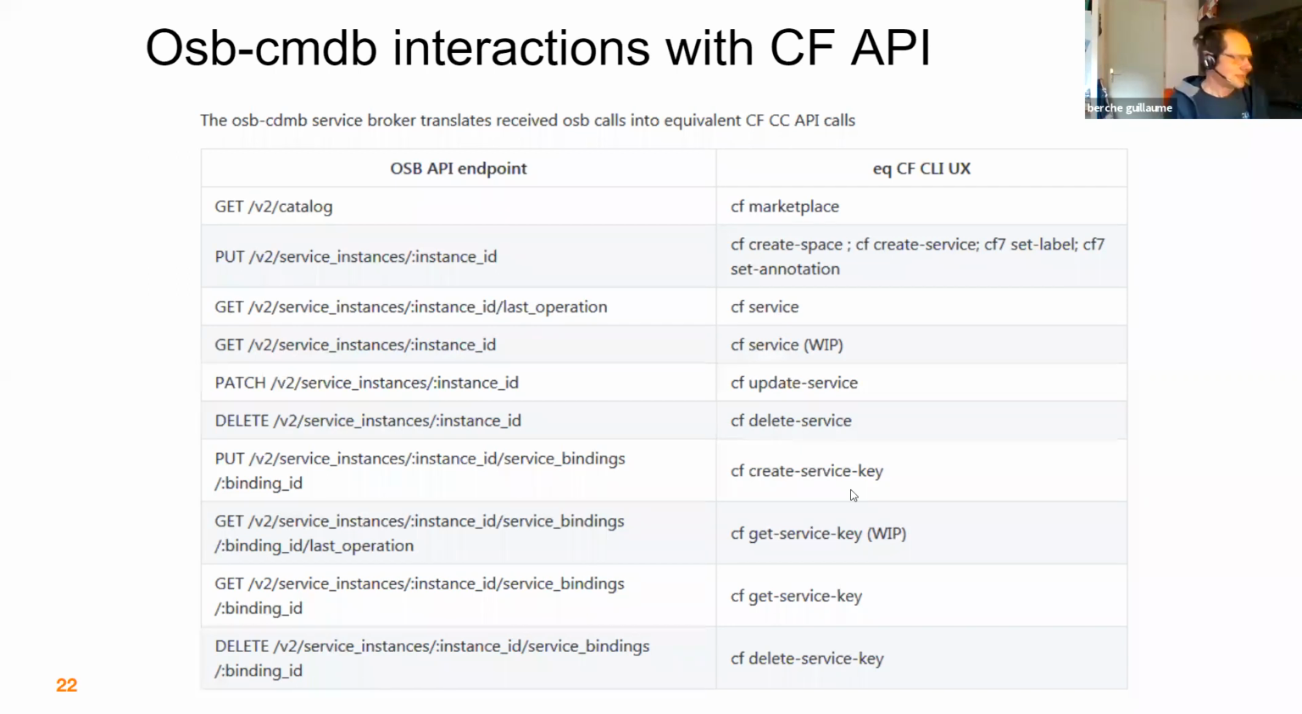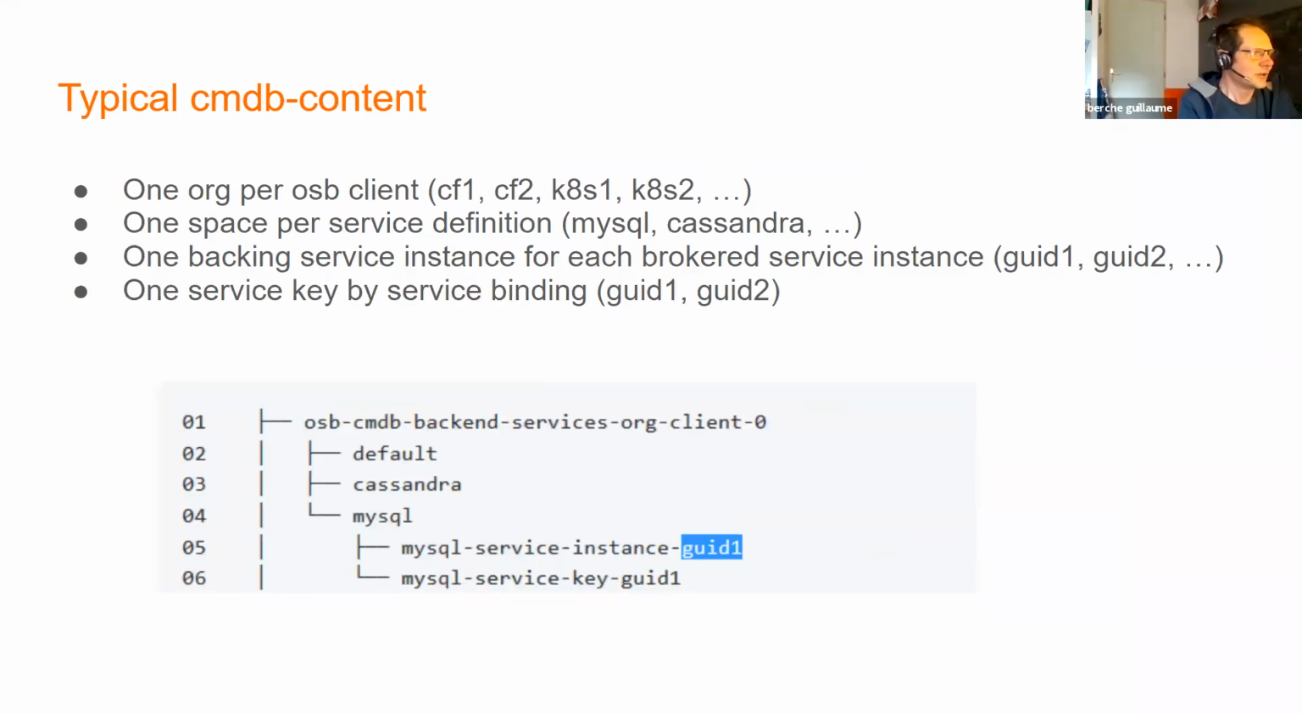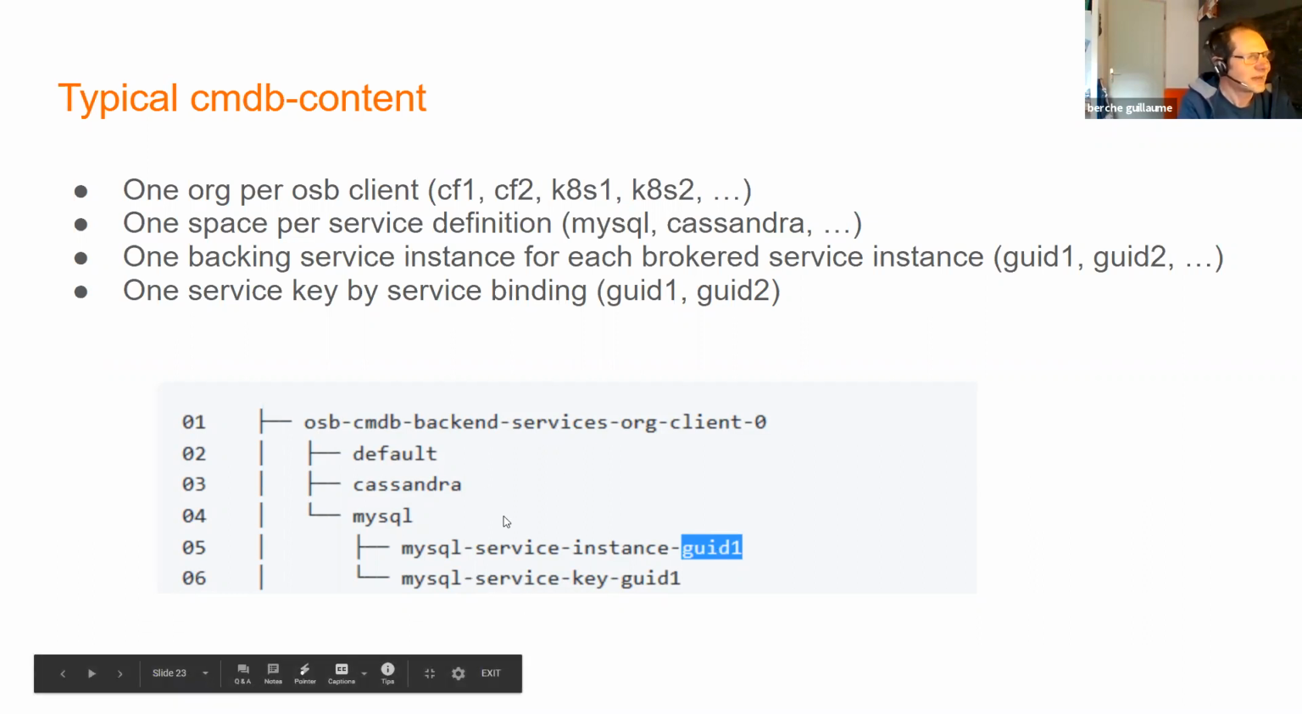So what does the CMDB content look like? We choose to have one org per OSB client. So in the example, I had 2 client platforms, CF1, CF2, and 2 Kubernetes platforms. So I would have 4 orgs. In each org, we have 1 space per service definition. So in this example, I have Cassandra, MySQL, and this dummy space. And then for each service instance requested by a user, we have what we call a brokered service instance. We have a backing service instance there. And then for each service key, for each service binding requested by the user, we have a service key.